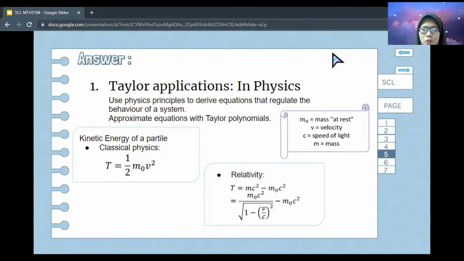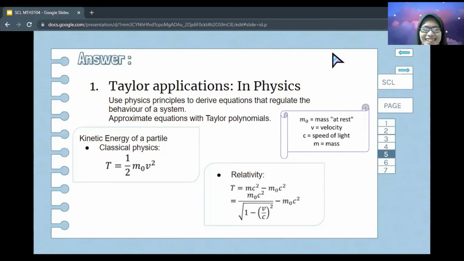Now in relativity, the formula for the kinetic energy is quite different. You are probably familiar with Einstein's famous formula that says the energy of a particle is mc squared, where c is just a constant, the speed of light, but that is the total energy of a particle.